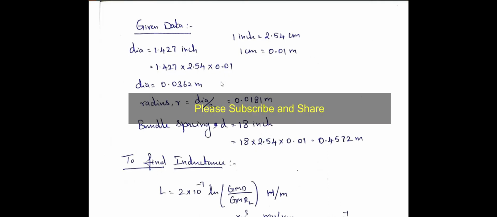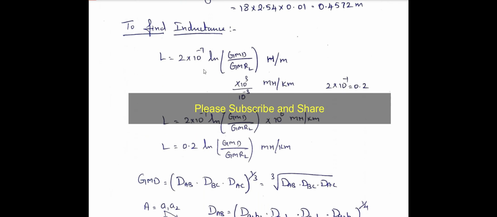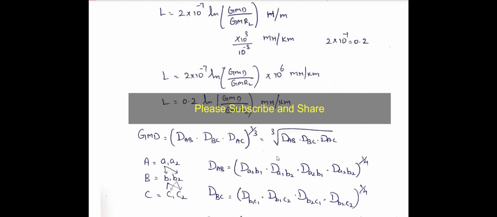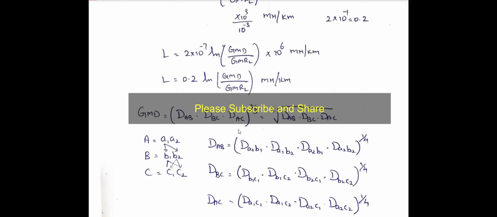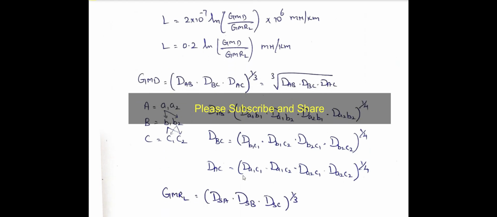For this problem, I will recap all the things we discussed in the theoretical calculation, correct? So this is the given data. The given data are in inches, so we are converting into meters. Then this is the formula for inductance in terms of millihenry per kilometer. This is the GMD formula, and you are going to enter all these formulas in the MATLAB programming.